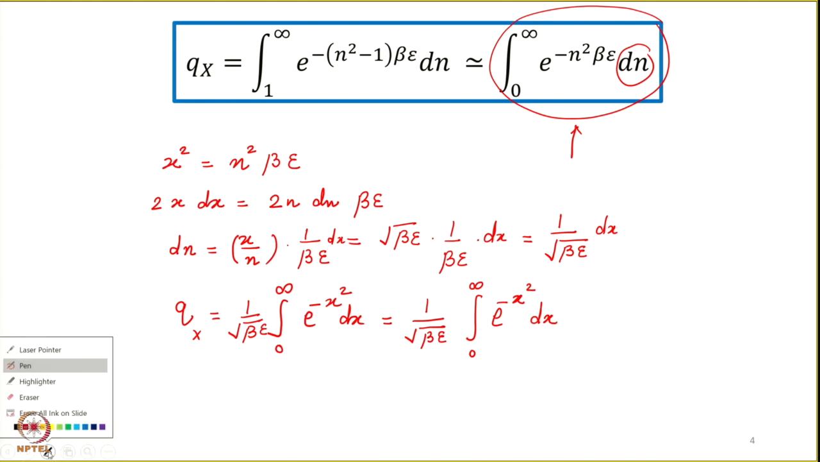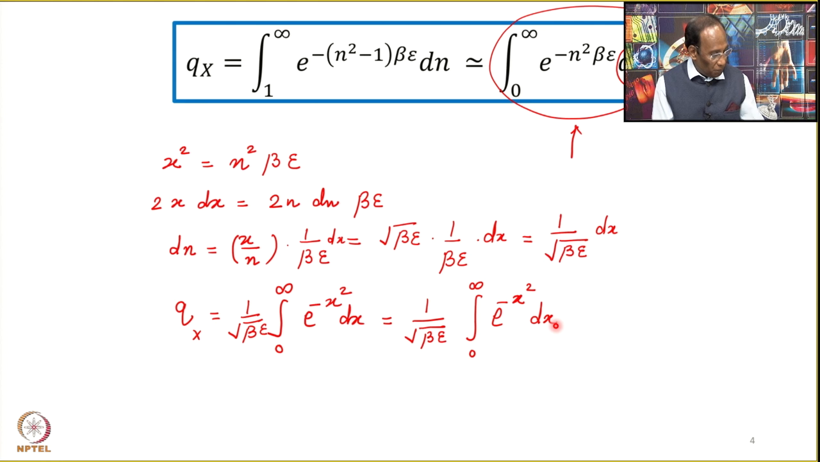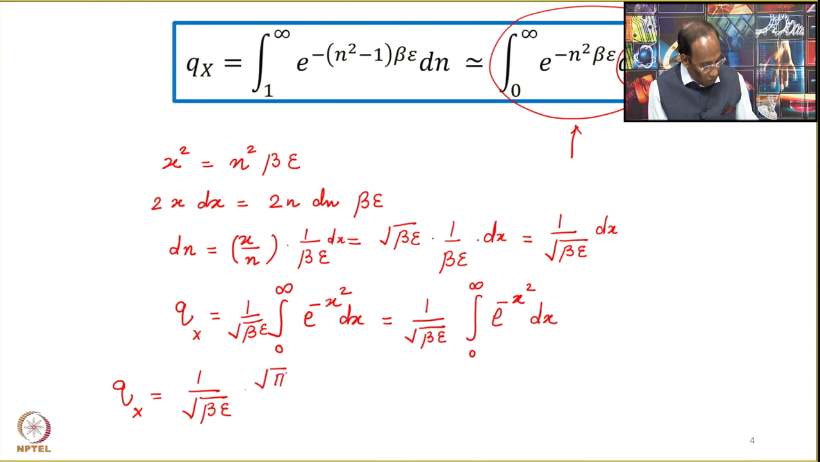Now I'm sure that you remember the value of this standard integral, 0 to infinity exponential minus x square dx. This standard integral, the value is root pi by 2. Let's use that. So what we have now, qx is equal to 1 over root beta epsilon into root pi by 2. Can I write this as, let me bring everything under root, it is pi by 4 beta epsilon.